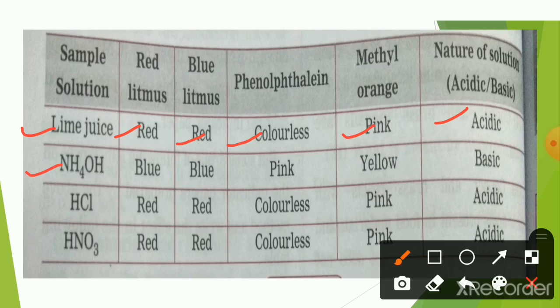NH4OH: red litmus turns blue. Blue litmus remains blue. Phenolphthalein turns pink. Methyl orange turns yellow. And nature of solution is basic.